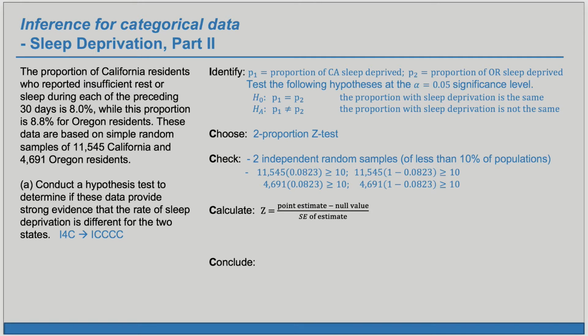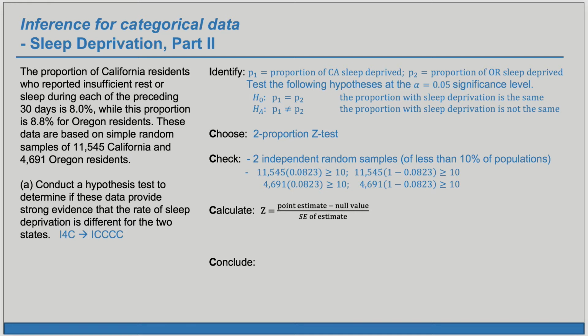We need the test statistic, which is going to be our point estimate minus the null value divided by SE, or standard error of estimate. So the point estimate, if we look at the null hypothesis, we see that the null hypothesis is saying that the proportions are equal, which is equivalent to saying that P1 minus P2 equals 0. So we're really hypothesizing about the difference. And the null hypothesis is that the difference is 0.